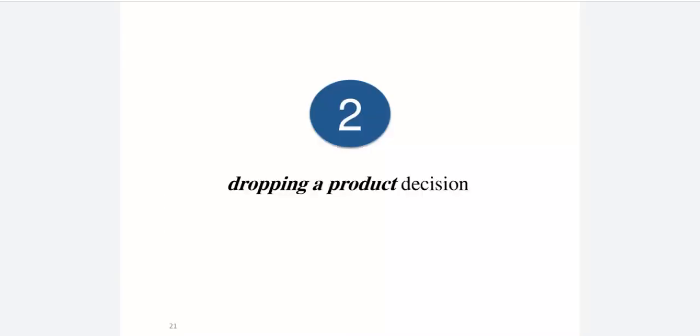What is it called? Dropping a product decision. I mean a decision about what? Dropping a product or dropping a department. So if I have a department always making losses, I will think of what? Closing this department. So we call it closing the department, or dropping the department, or dropping a product.